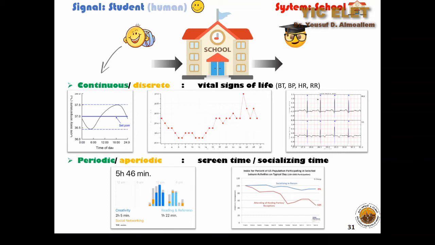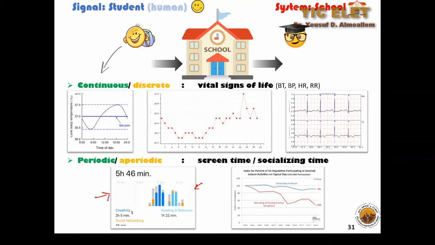And if you compare this with periodic or aperiodic signals, looking at his ECG or heartbeat, it's more periodic, repeating itself in a certain pattern. So this is more of a periodic signal, compared to the screen time that he spent. If he looks at his iPhone, for instance, you will find that most of these things are aperiodic.